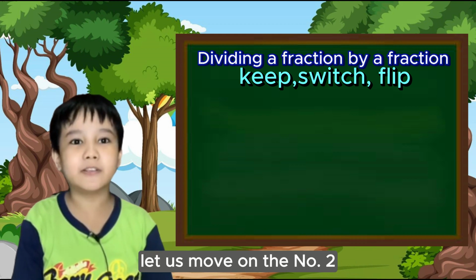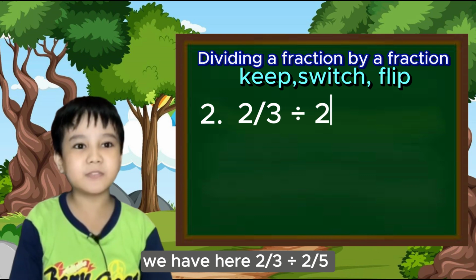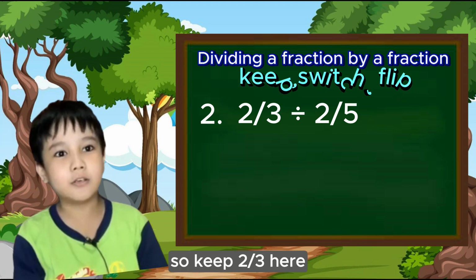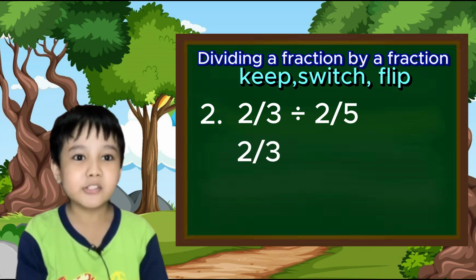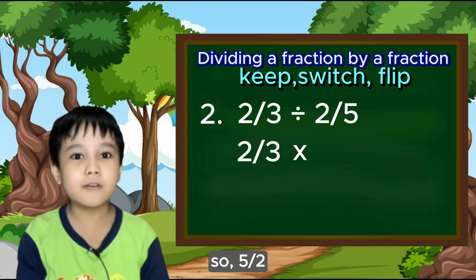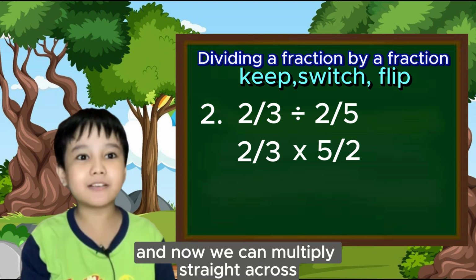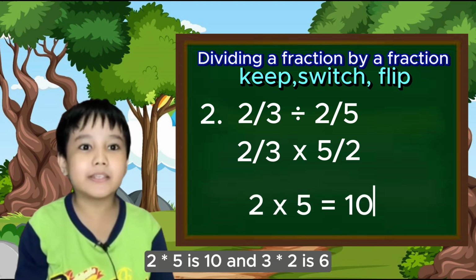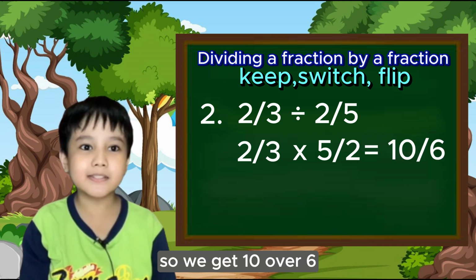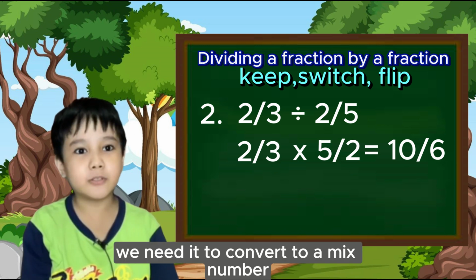Let us move on to number 2. We have here 2/3 divided by 2/5. Keep, switch, flip. So, keep 2/3 here, switch to multiplication, and then flip the second fraction, so 5/2. And now we can multiply straight across. 2 times 5 is 10, and 3 times 2 is 6. So we get 10/6. So, that's an improper fraction. We need to convert it to a mixed number.